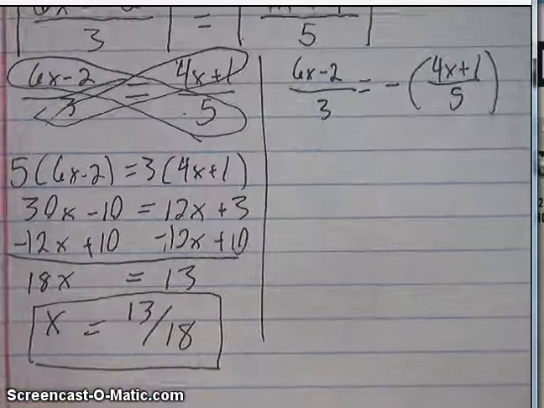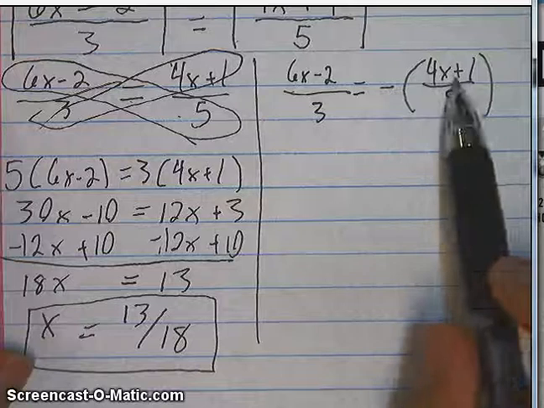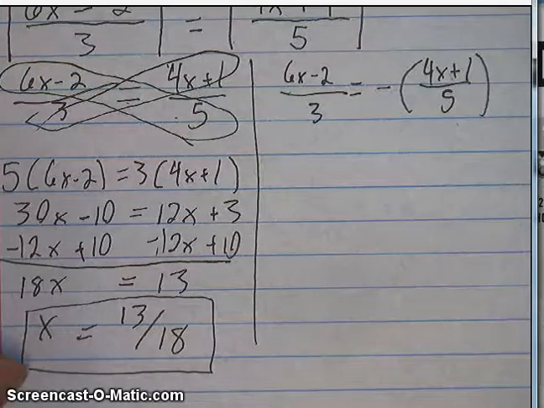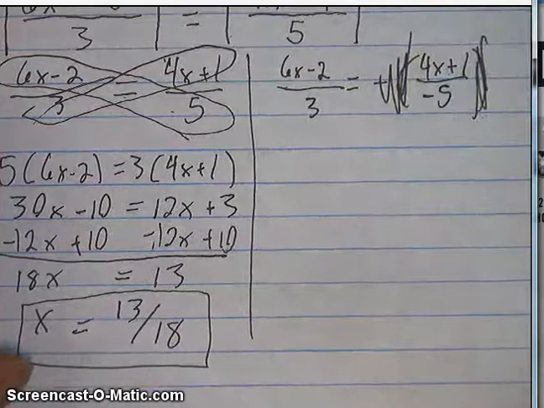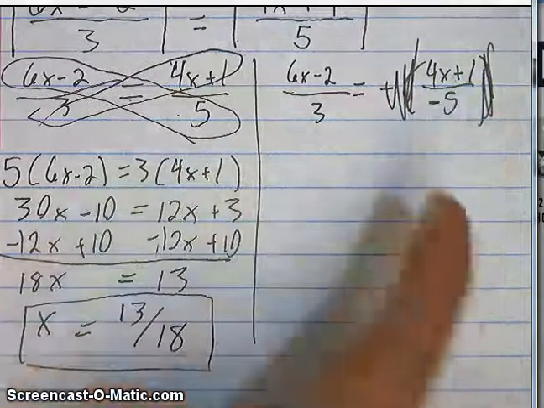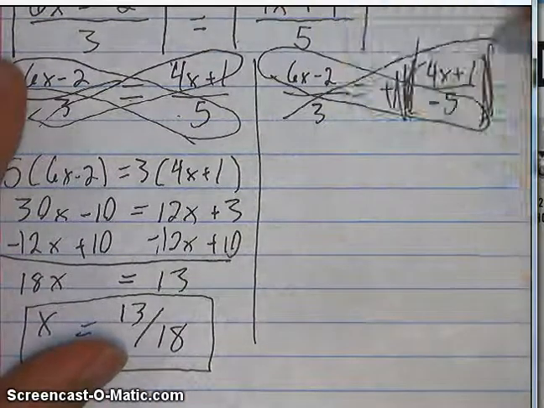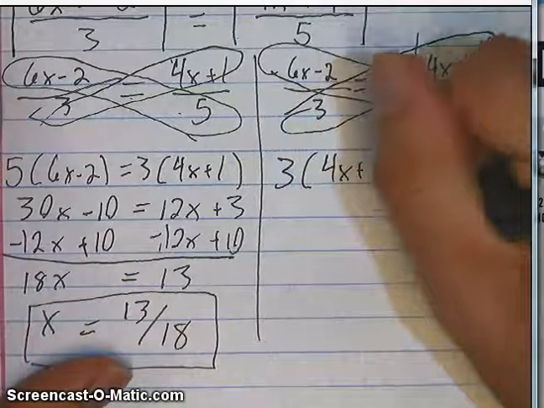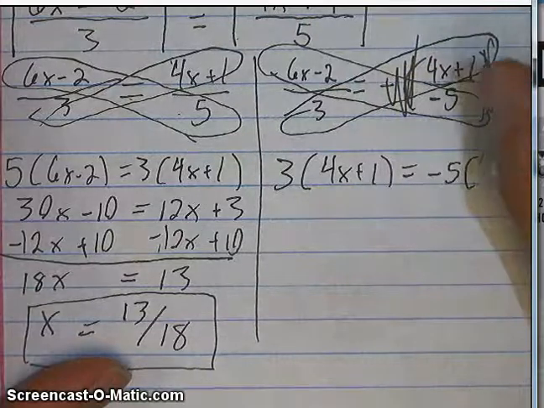Now let's jump over here and do the other one. Same process, but now I've got a negative in front, so I simply need to distribute that negative either to the top or to the bottom, certainly not to both. I'm going to go ahead and choose to distribute it to the bottom. So I'm going to get rid of these parentheses. I'm just going to put that negative on the bottom there. If I distribute it to the top, then it'd make it negative 4x minus 1. This just feels simpler to me because I'm going to cross multiply, and I'm going to get 3 times 4x plus 1, same as before, equals negative 5 times 6x minus 2.